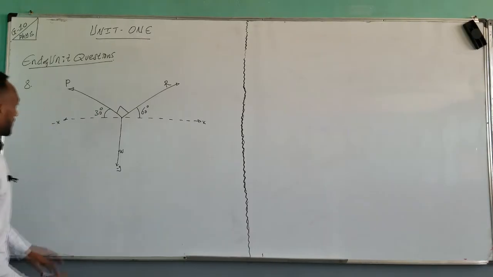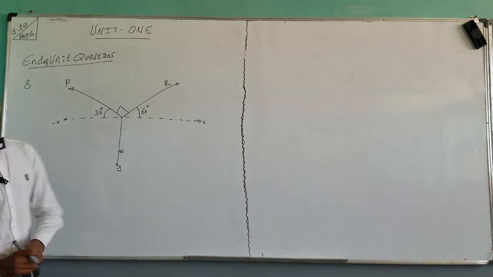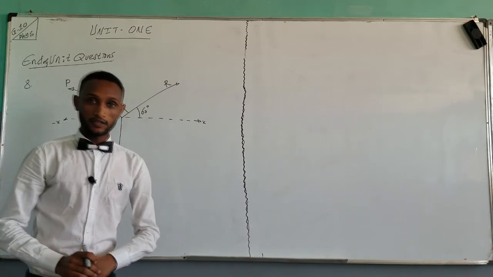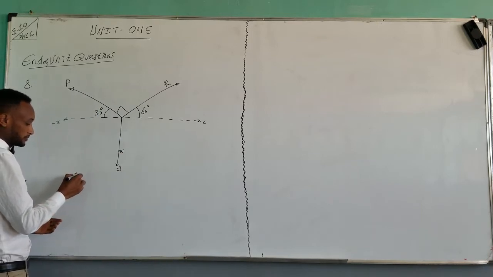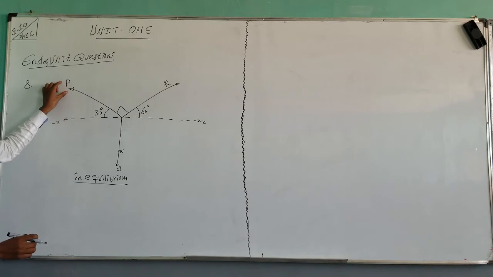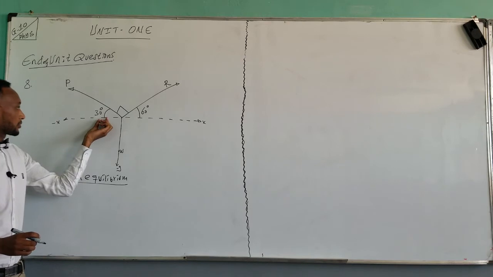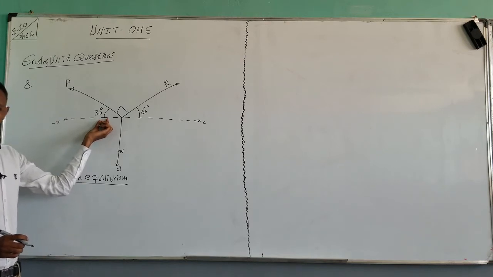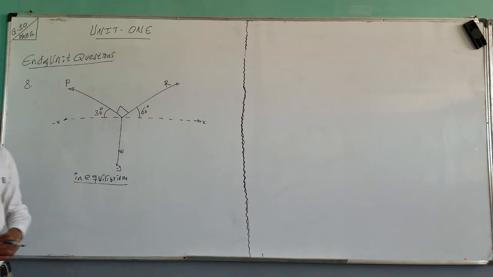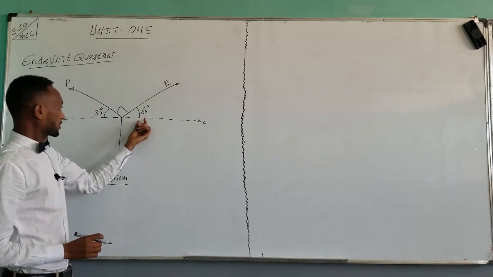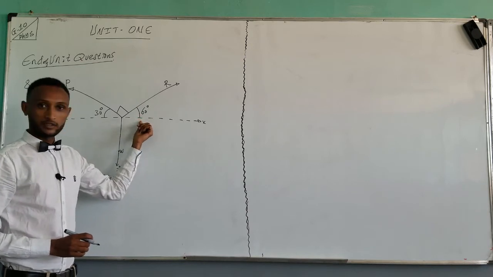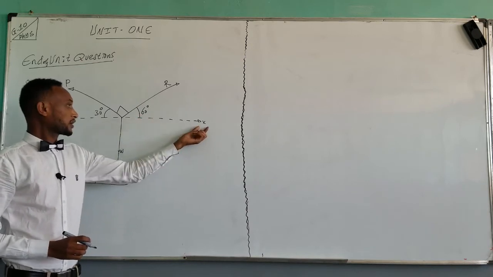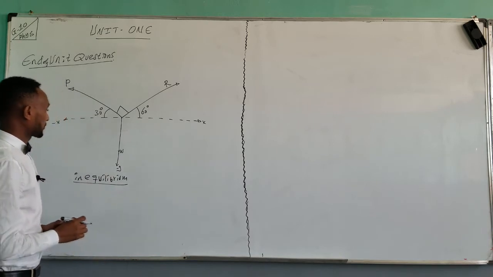Let's see the end of the unit, equation number 8. It says that the system is in equilibrium. The vector B can be projected at an angle of 30 degrees in the negative x direction, and vector R can be projected at an angle of 60 degrees in this way.